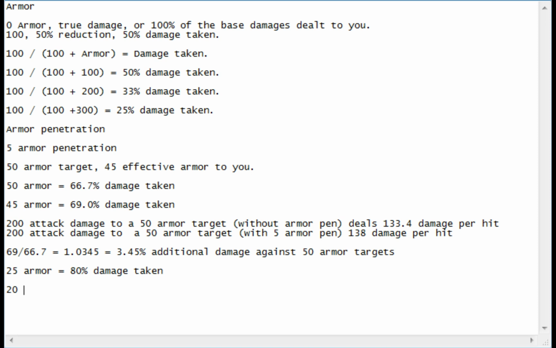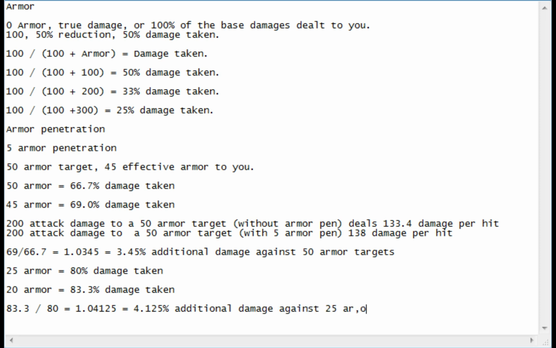Now with 20 armor, which would be after the 5 armor penetration, they're going to be taking 100 over 120. Let me do the math real quick. It's 83.3% damage taken. So 83.3 divided by 80 is equal to 1.04125, and that's 4.125% additional damage against 25 armor targets.